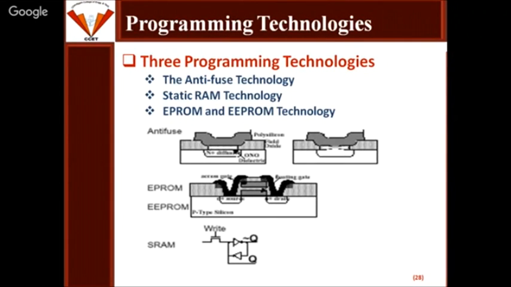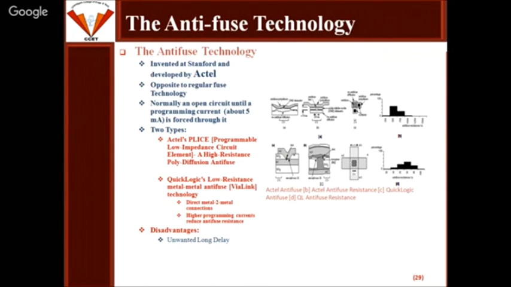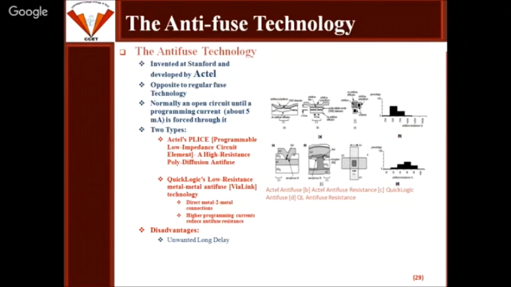So programming technique, basically there can be three types of programming technique. One is anti-fuse technology, second is static RAM technology, and third one is EEPROM or E2PROM technology. Anti-fuse technology was invented at Stanford and developed by Actel, opposite to the regular fuse technology. Normally it is an open circuit until a programming current is applied, and then only the connection will be made, otherwise it acts as an open circuit.